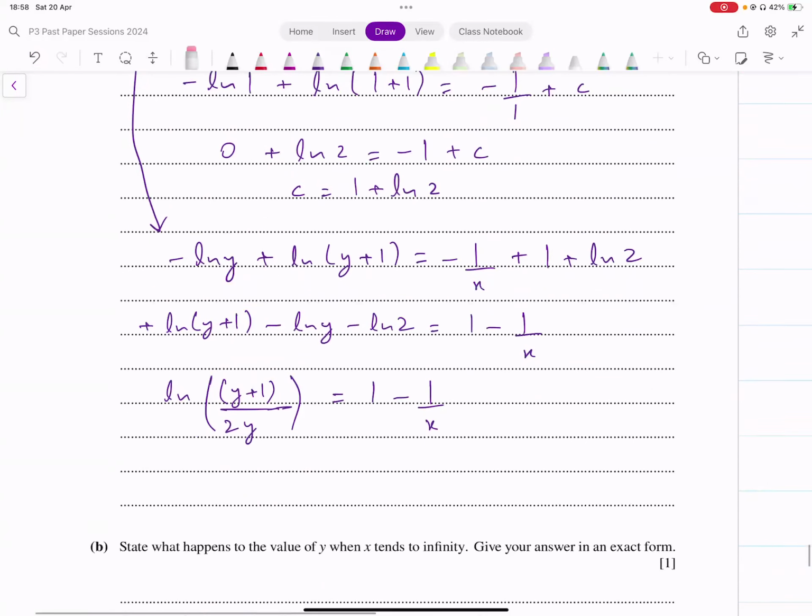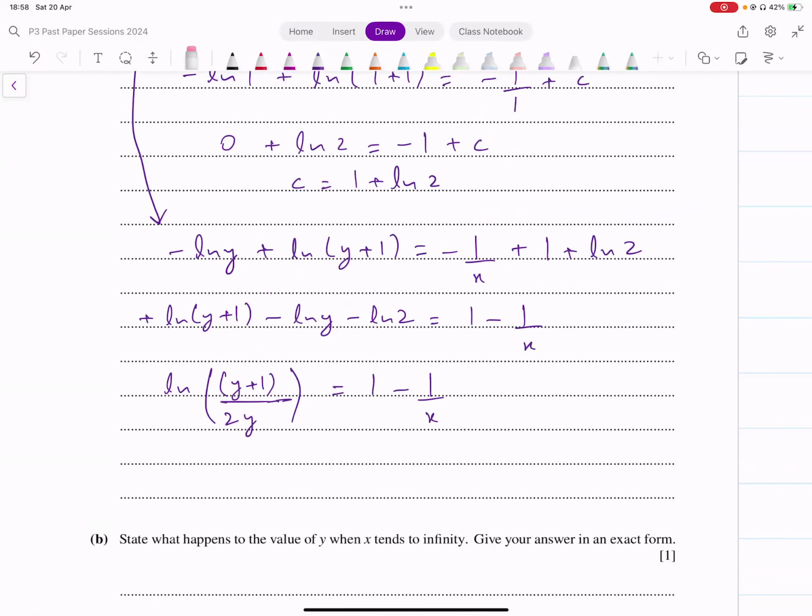Now we need to make y the subject. How can we do that? We can take this ln to the other side. It will become the base of e. What does that give us? (y plus 1) over 2y equals e raised to power 1 minus 1 over x, which is kind of weird, but that's what we have.